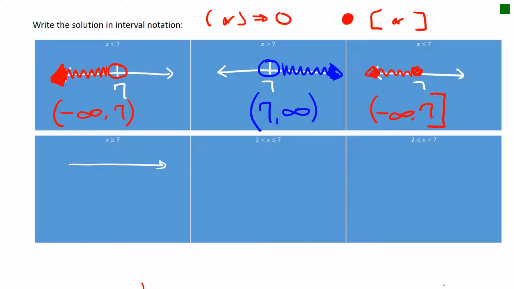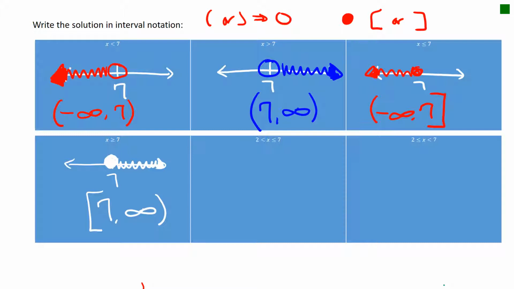x is greater than or equal to 7. This time 7 is included, and I want to go to the numbers greater than. So 7's my smallest number, infinity is my biggest because that's my concept there, remember? So it's a parenthesis. 7 is included, so it's a bracket.